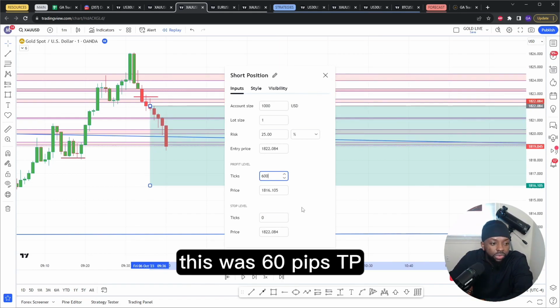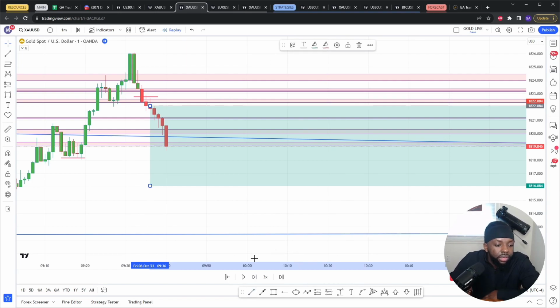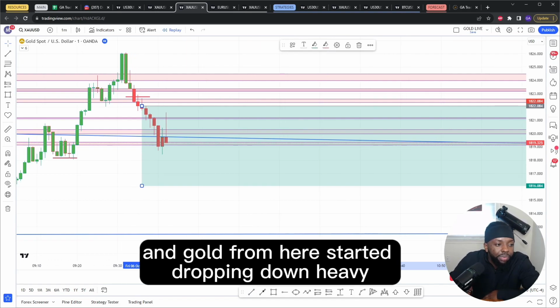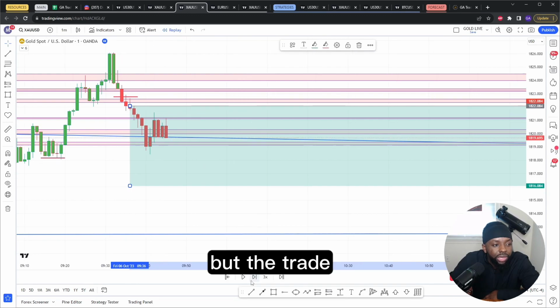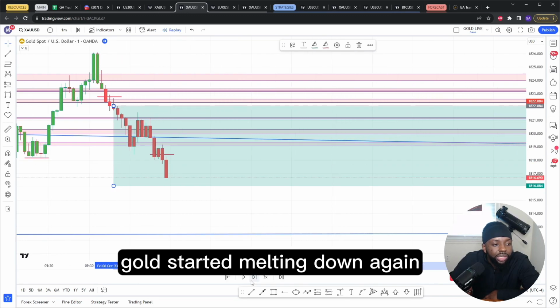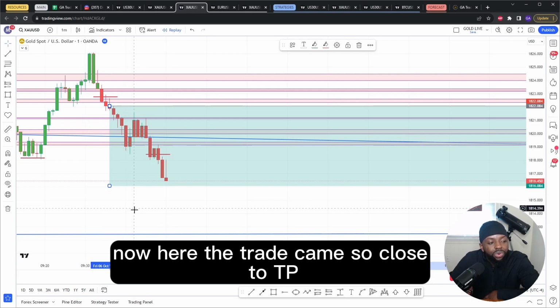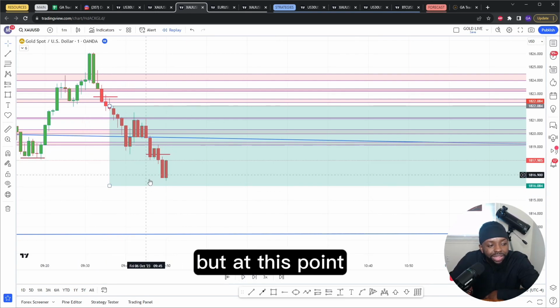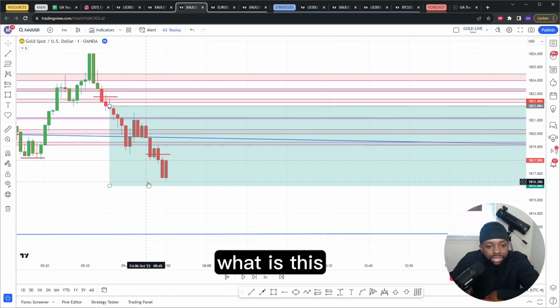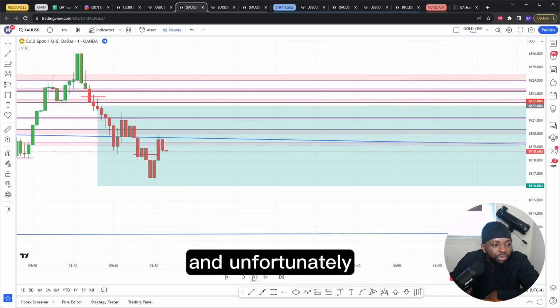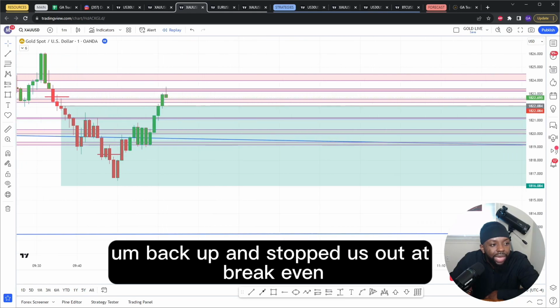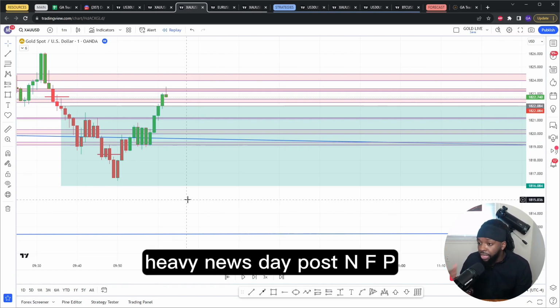So break even, this was 60 pips TP, and gold from here started dropping down heavy, almost got taken out at break even, but the trade started melting down again. Now here the trade came so close to TP, like 3 pips away from TP, and unfortunately gold reversed back up and stopped us out at break even. But it was again heavy news day post NFP.